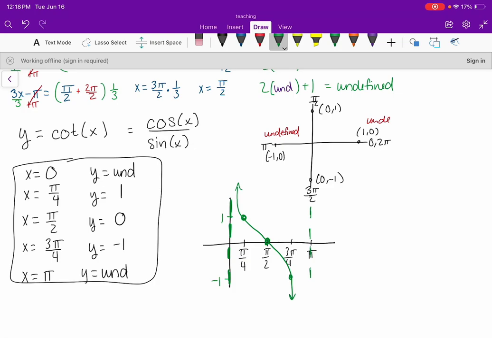Now, if you wanted to do cotangent with some transformations, you would still use the same process, but when you do your x values, you would set your parentheses equal to these values. And when you do your y values, in your parentheses, you'll plug in these values. So the process is all the same. The only thing that would change is the actual numbers that you're using as those original points.